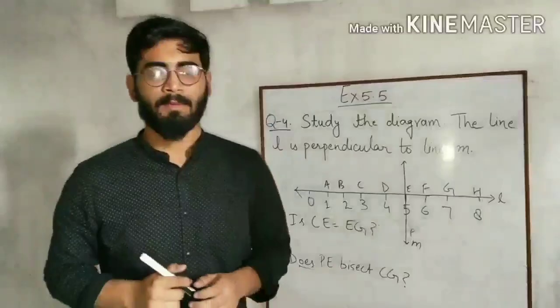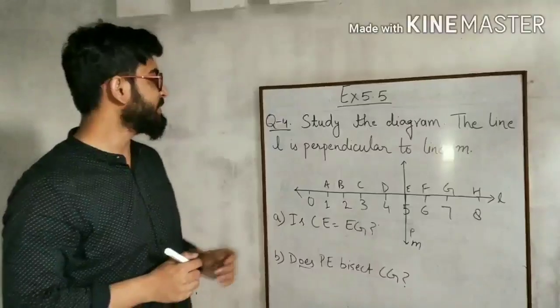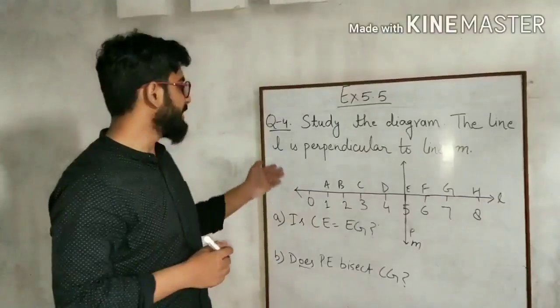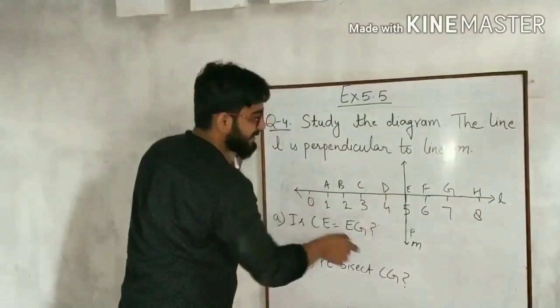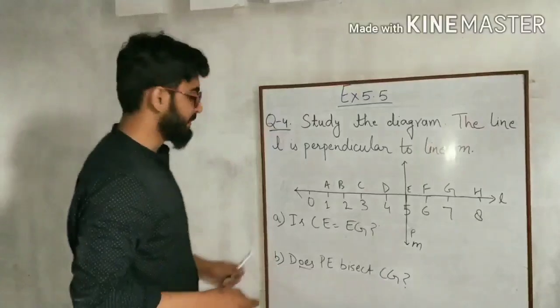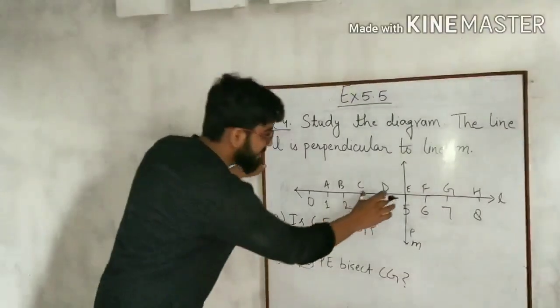Understood? Now we are going to do the fourth question. See, what is the fourth question? Study the diagram. The line L is perpendicular to line M. So see here, this line L is perpendicular to line M. Now we have to tell, is CE equal to EG? So where is CE? This one.